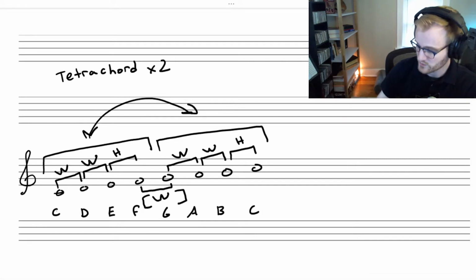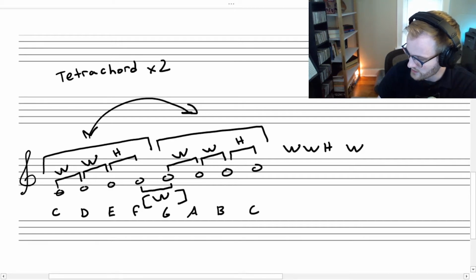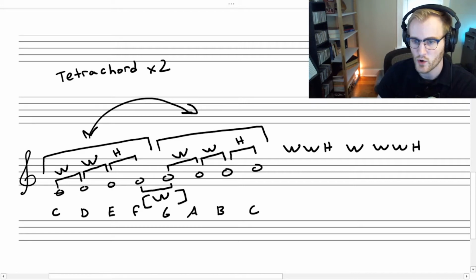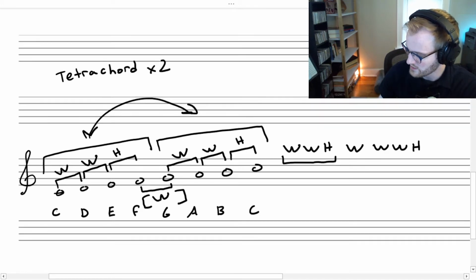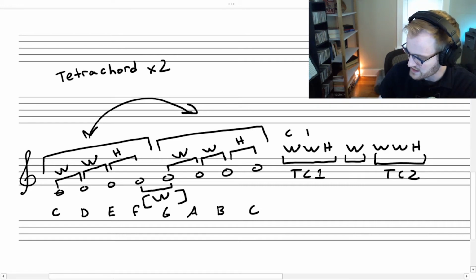So just to break this off, if you can memorize that: whole, whole, half, whole, whole, whole, half, right? So this is like tetrachord number 1, let's say TC1. And then this would be TC2, tetrachord 2. And they just happen to have a whole step in between them, separating them. That would also create C, D, E, F, G, A, B, and C.